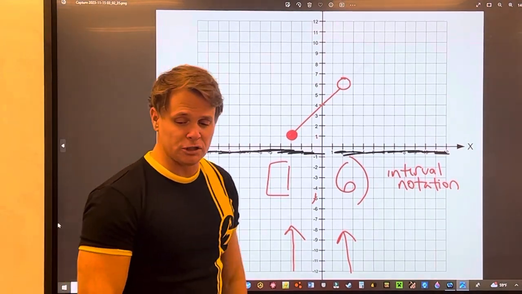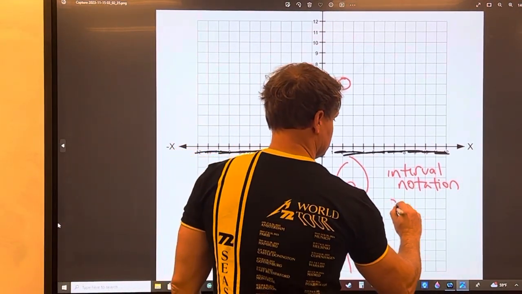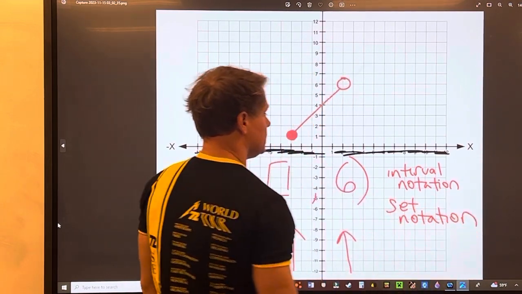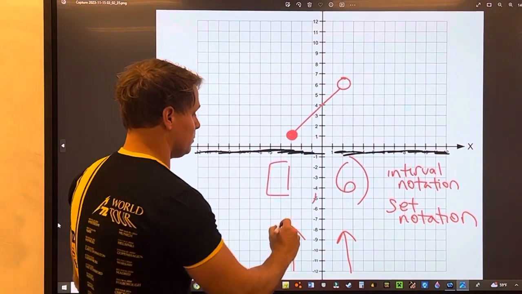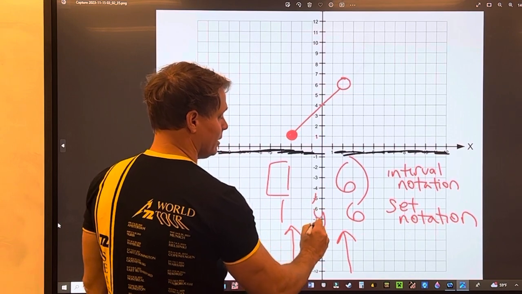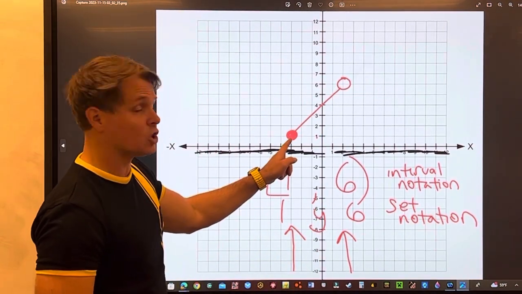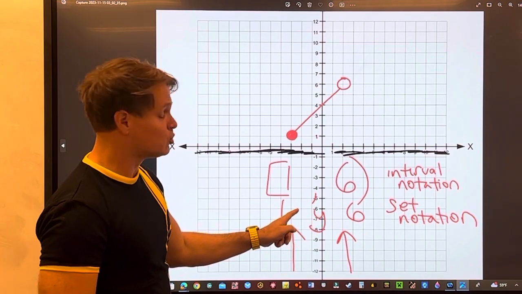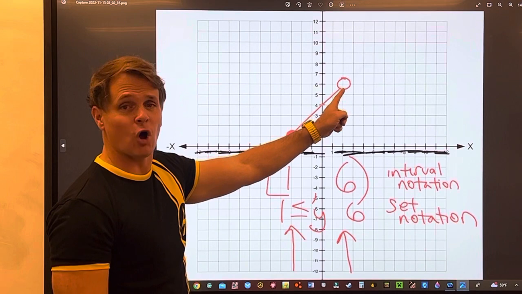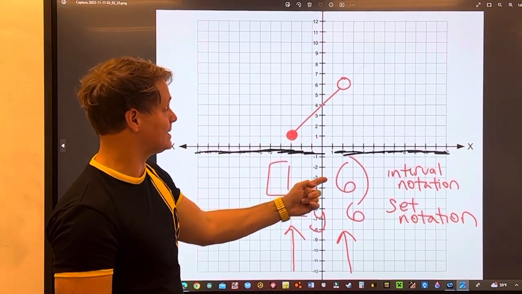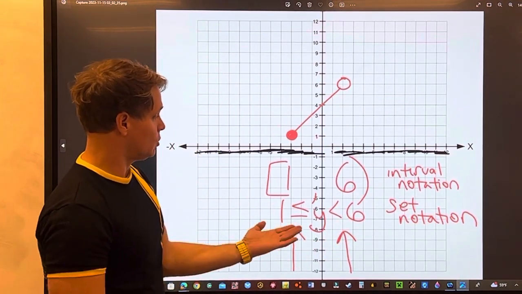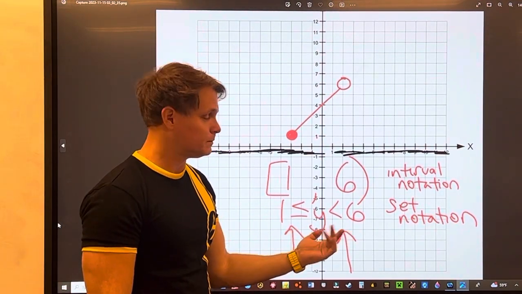Now next, I'm going to do set notation. So again, I have 2 points. I'm going to put the smallest one on the left, the biggest one on the right. I'm going to put the variable y in the middle. And this is a closed circle, so y is greater than or equal to 1. Now here I have an open circle, so that means that y is less than 6. So this is set notation.